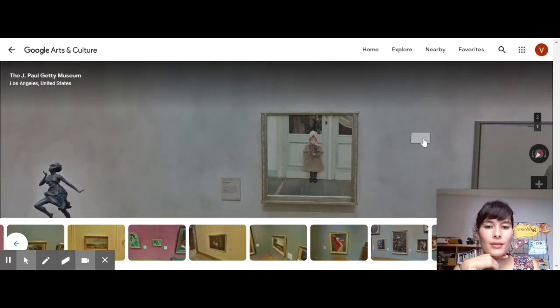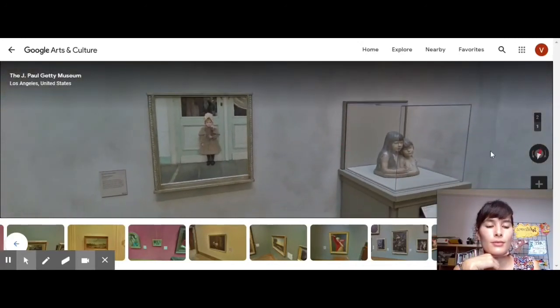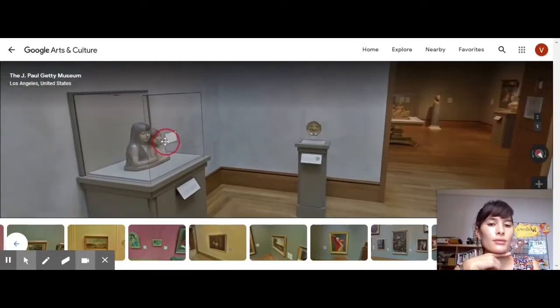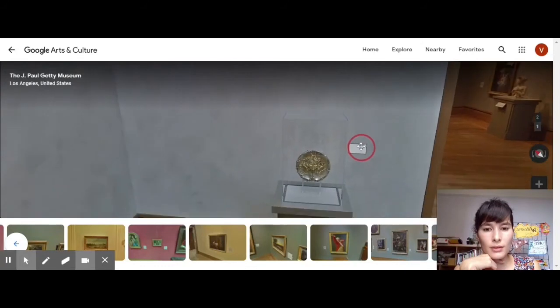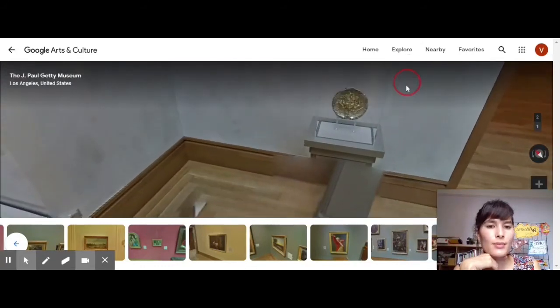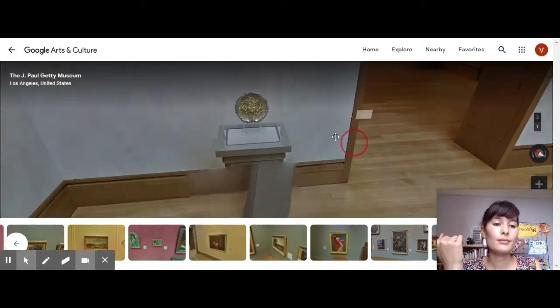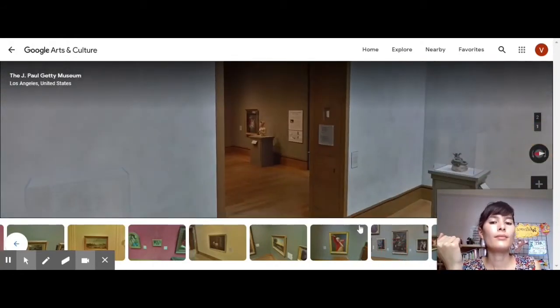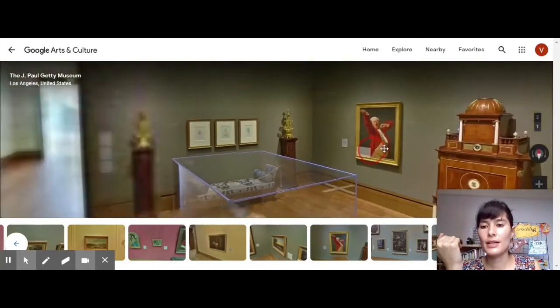This painting. Girl. Two girls. What do you think that is? It's more like a decorative piece. Let's go outside of this room.